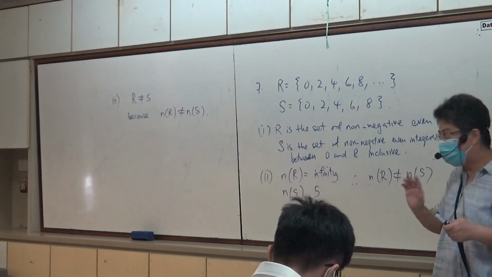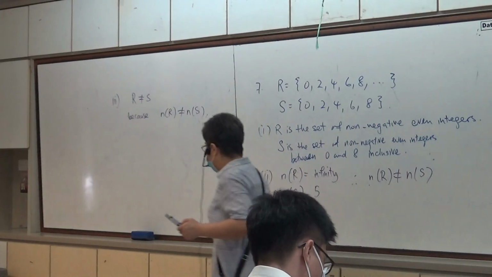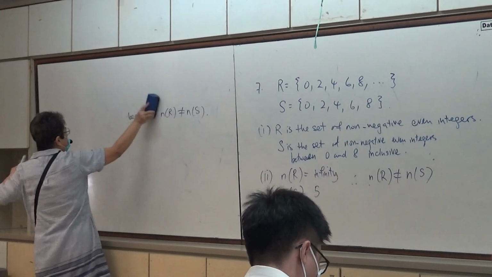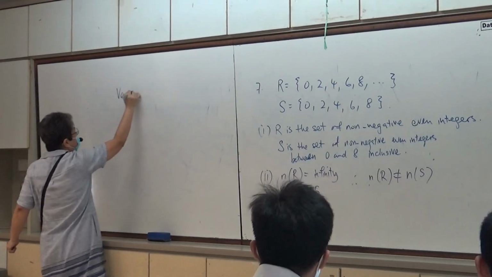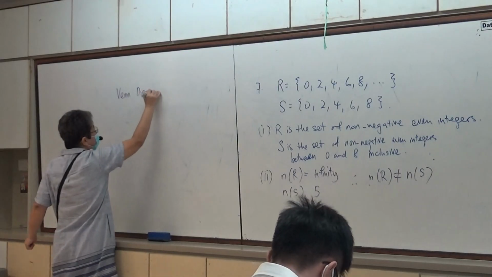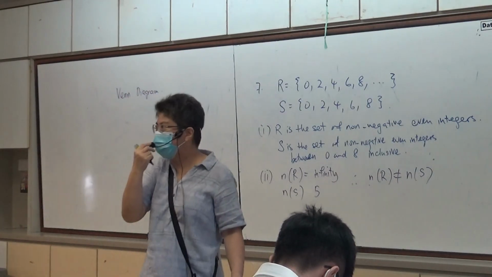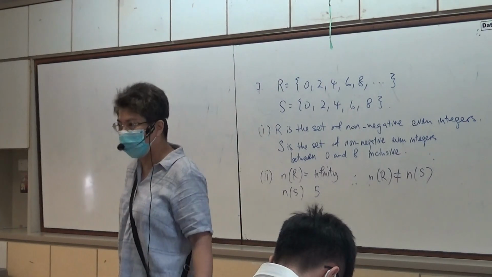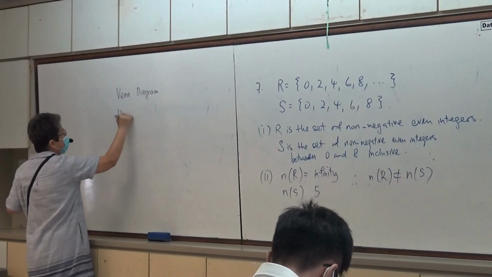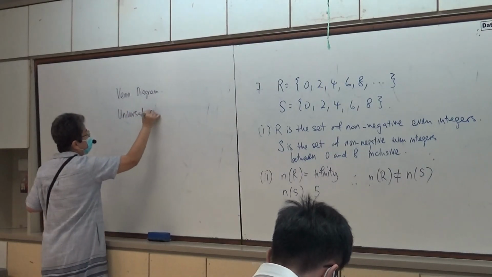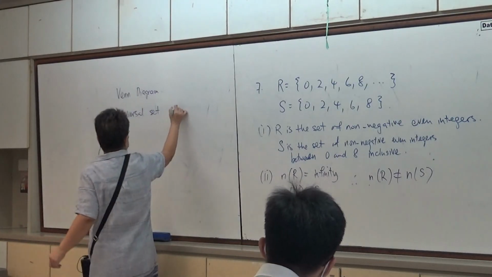And I'm going to introduce to you something because I still have a few more minutes. Now, we are going to learn what a Venn diagram is. A Venn diagram is used to represent sets. First thing we have is the universal set. Now the symbol for universal set is just like that.